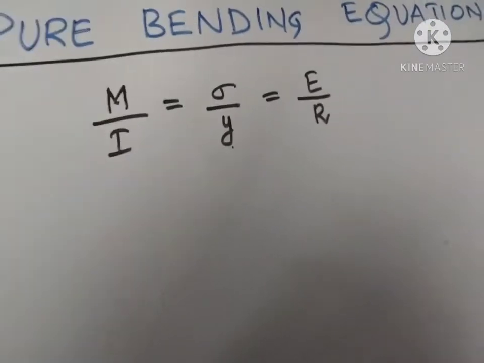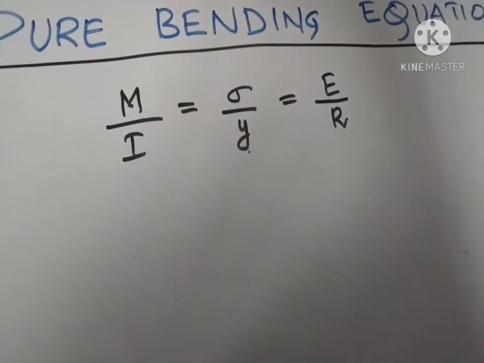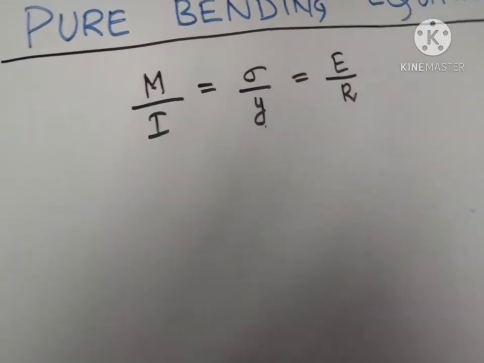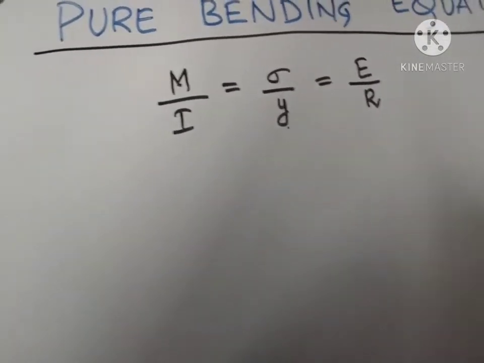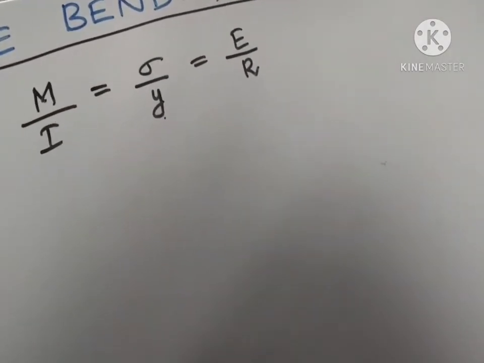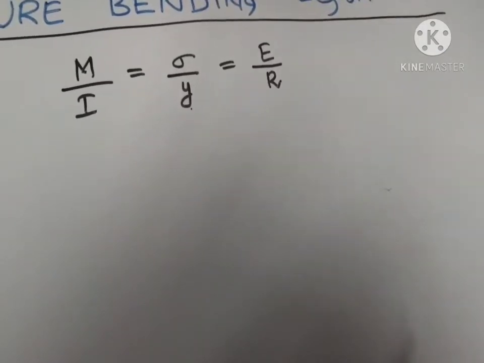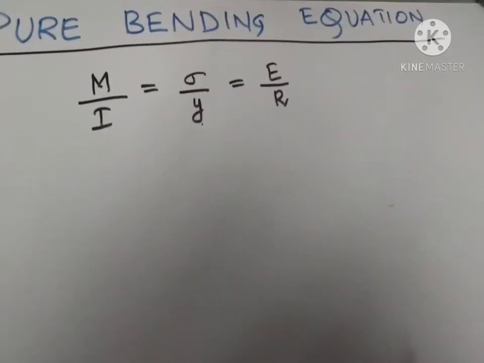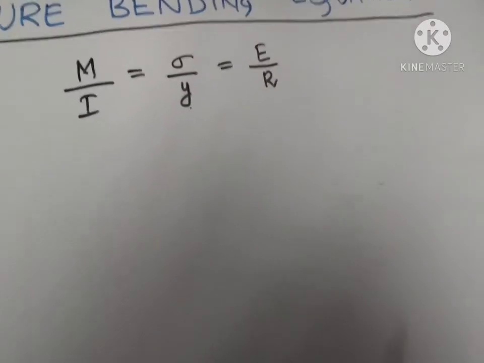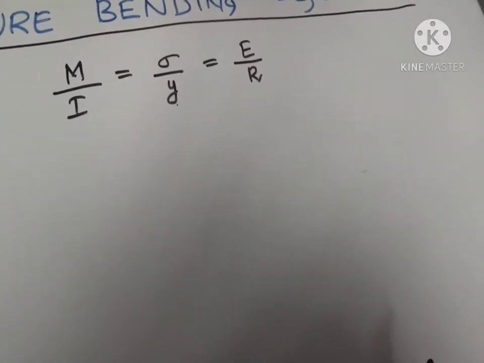Now we'll see how we arrive at this equation. For that, we need to consider a small portion of the beam. There are certain assumptions. The material is to be homogeneous and isotropic. The value of modulus of elasticity is the same in tension and compression. The material obeys Hooke's law. Stress due to bending does not exceed the elastic limit stress of the material.